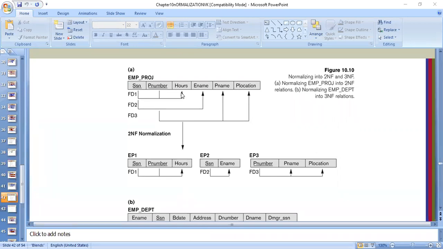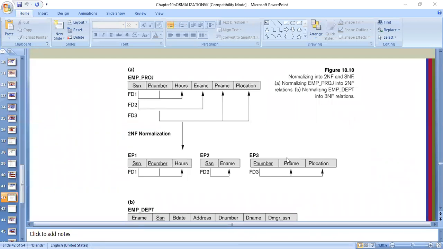Now let us separate the other table. Employee name is fully functionally dependent on SSN number, isn't it? So we will take SSN number and employee name as another group. Can you see EP2? It is formed by SSN number and E name. Then there is a third group. What is the third group? Project name and project location. They are dependent on project number. So here we take EP3 as the third group, wherein P number determines P name and P location.